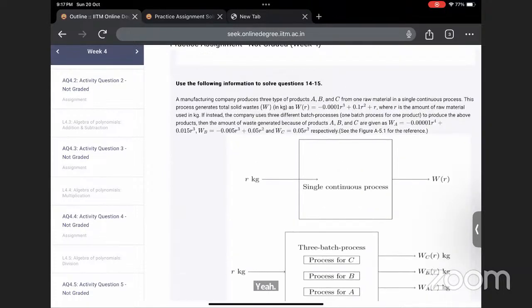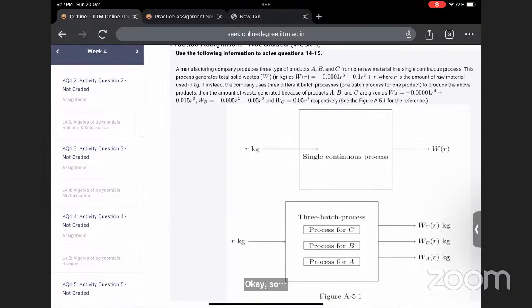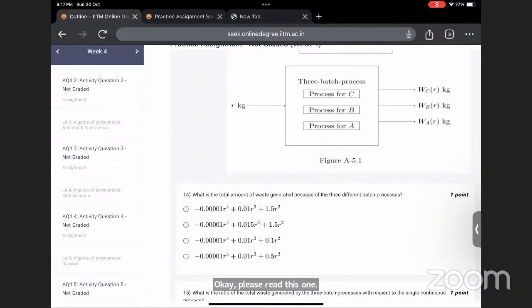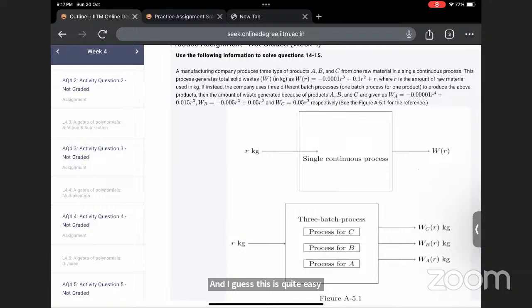Next question. Okay, please read this one. And I guess this is quite easy. Here we have two different processes. First is a single continuous process, which is W. Okay, let us read it.